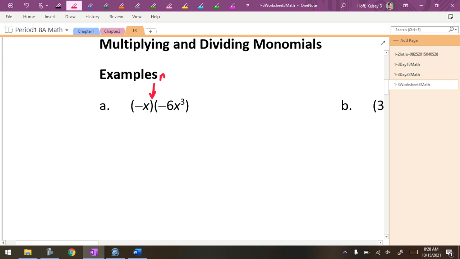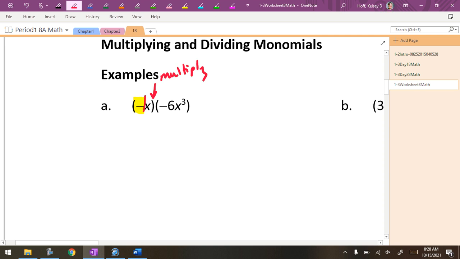Here we are multiplying. Okay, when we multiply, we need to regroup our coefficients and our letters. Our coefficients are the numbers in front of the variables. Who can raise your hand and tell me what numbers are in front of my variables in those parentheses? Jack? Negative 1. Very good. Really, there's a negative 1 and there's a negative 6. We're just taking the numbers.